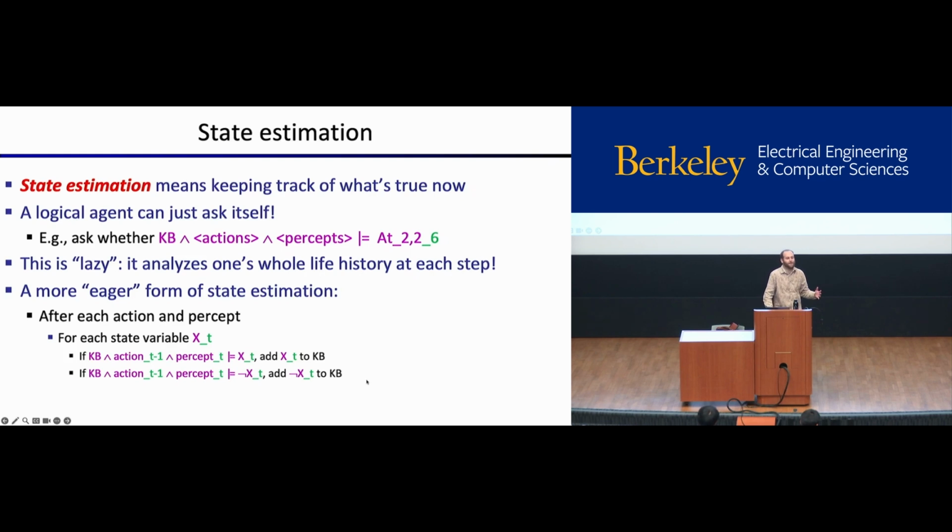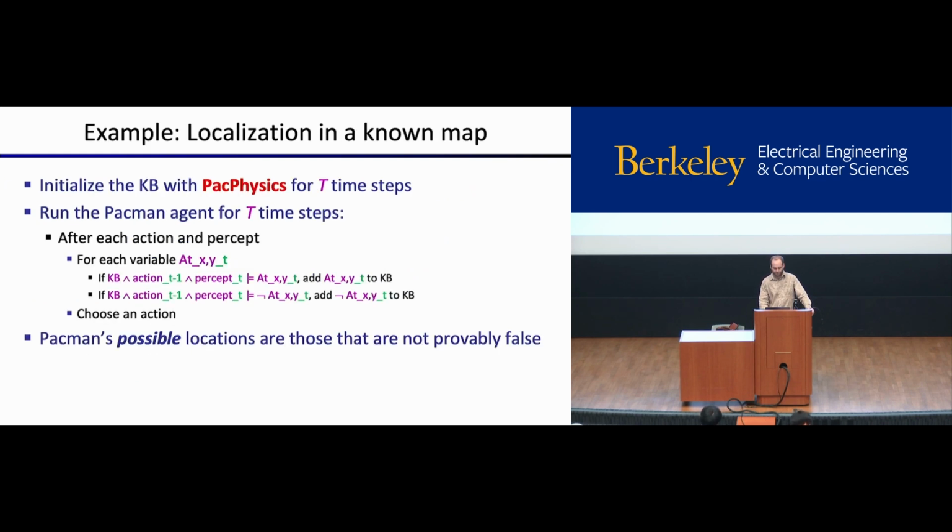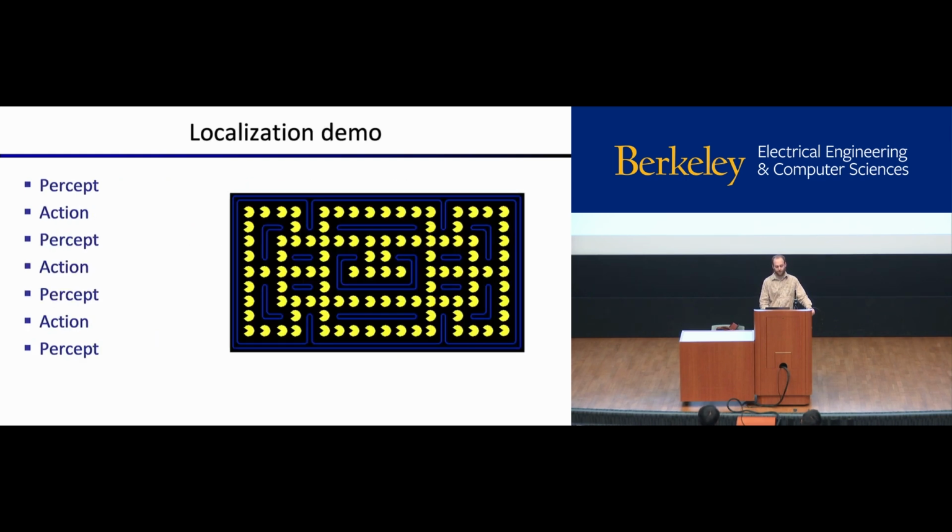And this is a good idea because it'll be helpful both at time step 7 and at time step 8 to know where you were at time step 6. So you won't have to re-deduce where you were at time step 6. If you deduce it once, you're going to want to add it to your knowledge base, so it's quicker to move forward from that in the future. So the possible locations, then, are those that are not provably false. And in the last few minutes, I'll run through an example of localization.